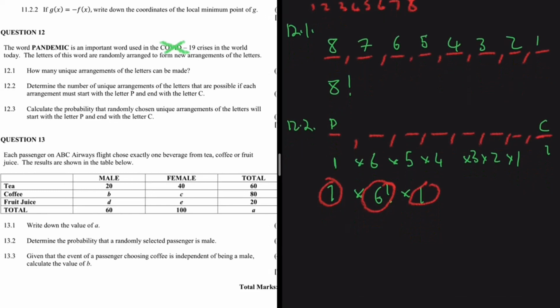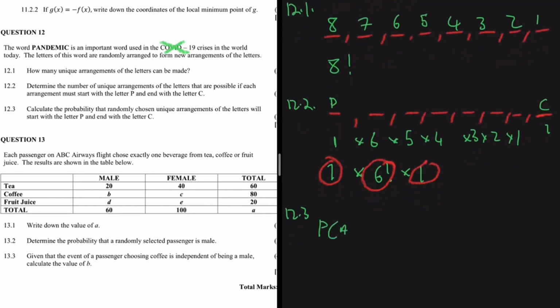And then 12.3. Calculate the probability that randomly chosen unique arrangements of the letters will start with the letter P and end with the letter C. So the probability of an event A is equal to the number of possible ways event A can occur divided by the sample space. What is the number of possible ways that the arrangement of letters can start with P and end with C? That is the answer to 12.2, right? 1 multiplied by 6 factorial multiplied by 1.